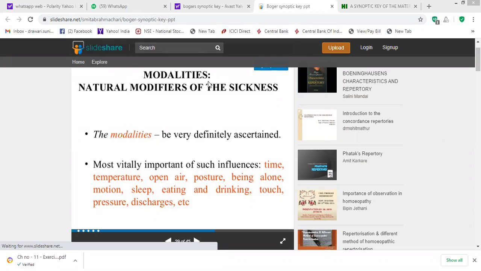So these are very important to find out in the patient, because these modalities are very much helpful to find the exact similimum. The most vitally important of such influences are time, temperature, open air, posture, being alone, motion, sleep, eating and drinking, then touch, pressure and discharges, etc.